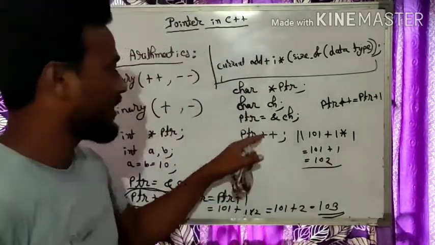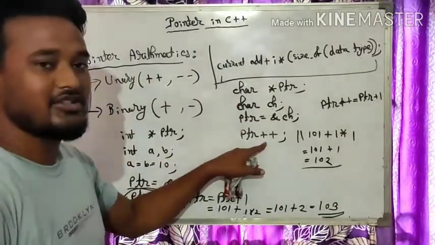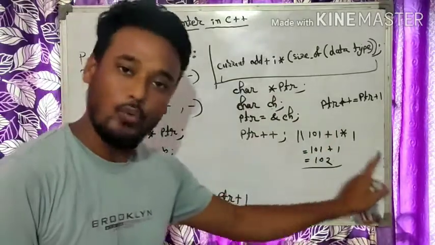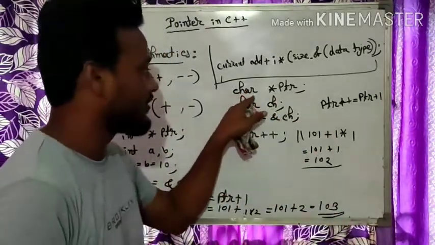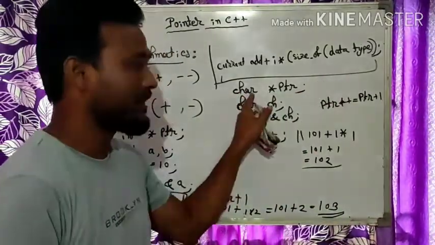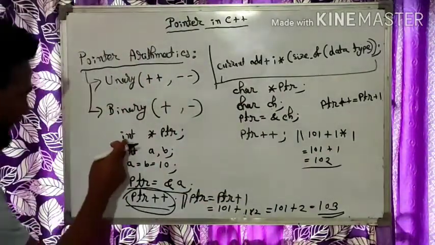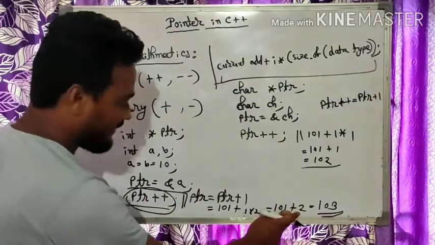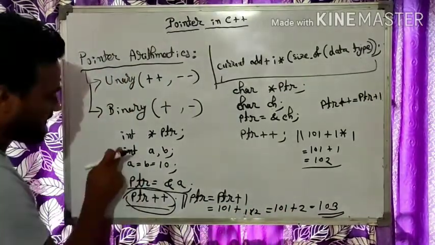So when we apply this increment operator on a character variable, it will be incremented by 1 only, because the size of the character data type is 1 only. For the integer data type, it will be incremented by 2, because the size of an integer is 2 bytes.